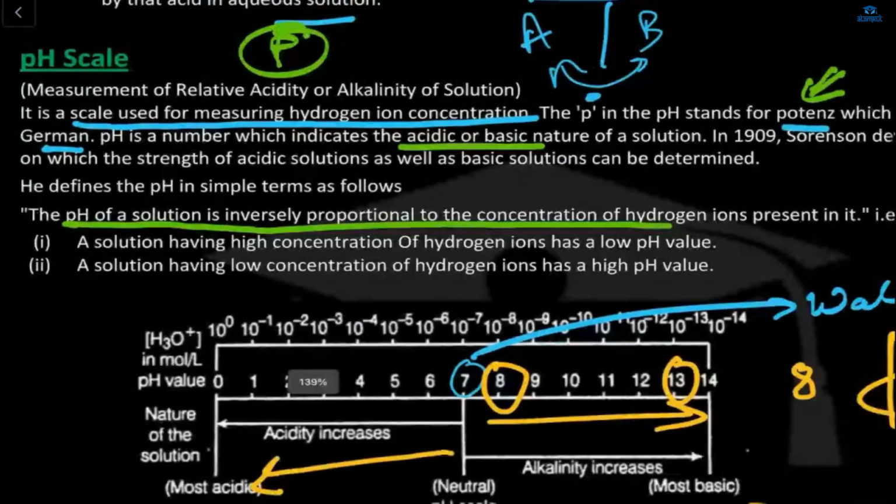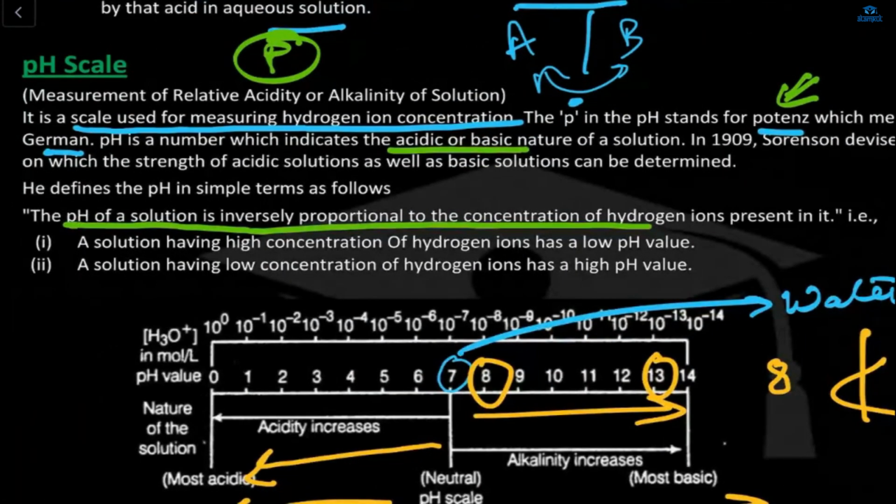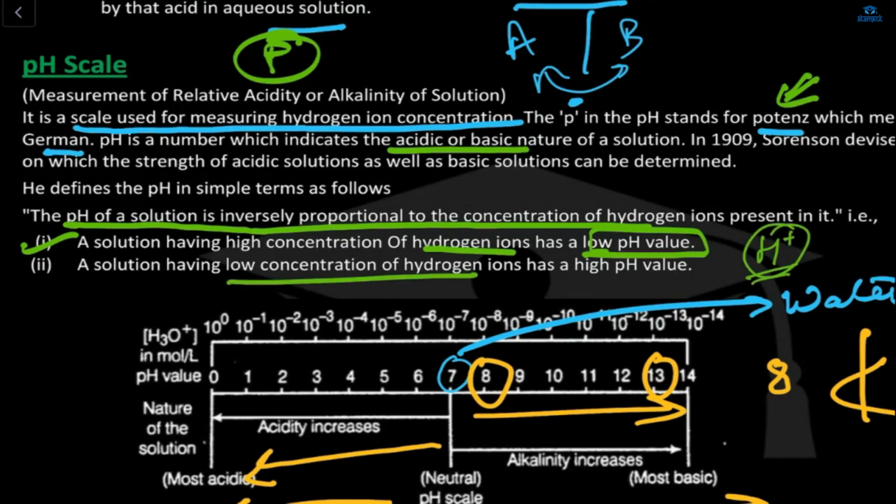Now we'll see that a solution having a high concentration of hydrogen ions has a low pH value. What do you mean by this? A solution having a high concentration of hydrogen ions means more hydrogen ions, so it has a low pH value, meaning it's more acidic. Yes, very good. It's more acidic. And what about a solution with a low concentration of hydrogen ions? Ma'am, that's the inverse of it.